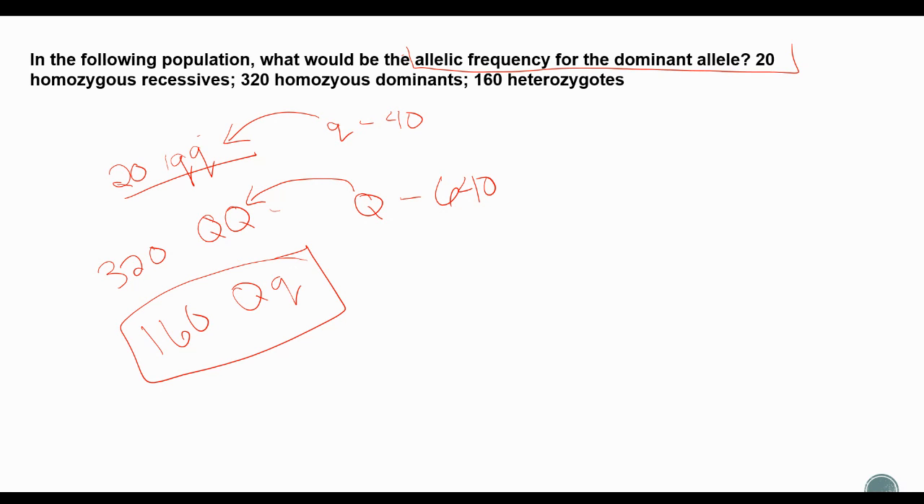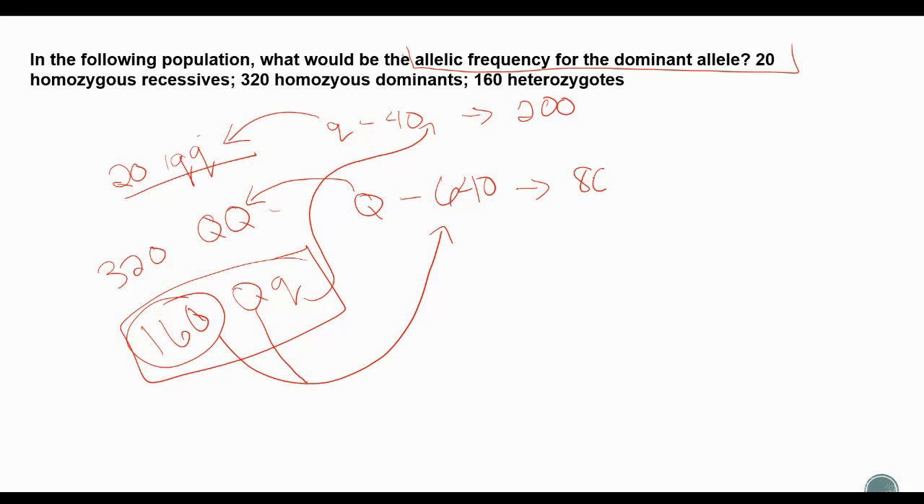The heterozygotes are a little bit more complicated because they don't have 2 copies of each allele, they have 1 copy of each. So we take that number of heterozygotes, 160, we add it to there, and that would be for your big Q, and then we add it to here. So little q's, we have 200, big Q's, we have 800. So total, we would have 1,000 alleles in the gene pool. So our little q would be 200 divided by 1,000, which would equal 0.2, or you could say 20%.